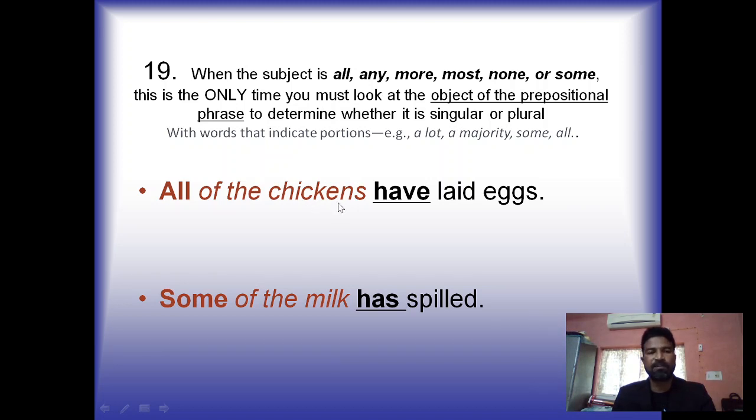Depending upon this particular object we decide the verb. Read this rule once again. I'm just trying to take a little more time to explain this particular slide, precisely because I want every one of you to understand this concept. When the subject is all, any, more, most, none or some, you understand the subject, verb, right? And object.